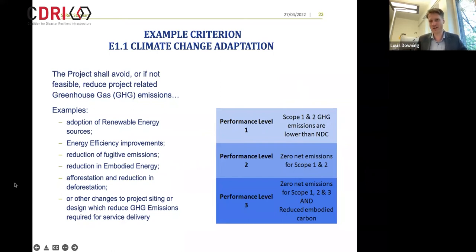And since this is a red criterion, all projects would need to be aligned with the nationally determined contribution to the Paris Agreement.